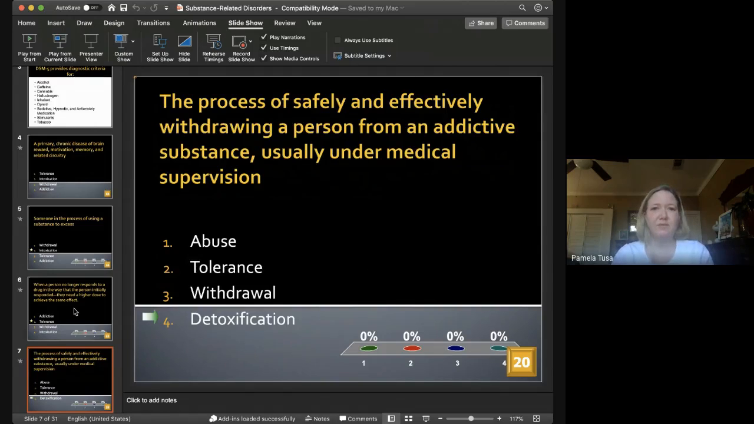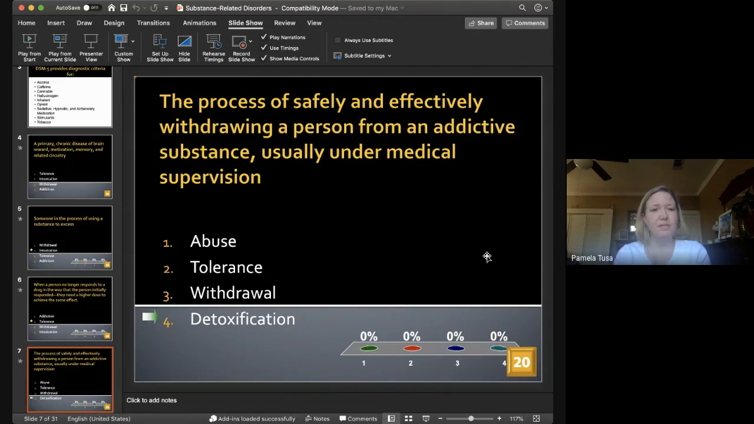The process of safely and effectively withdrawing a person from an addictive substance, usually under medical supervision. Of course, this is detoxification. And this is where we're going to see our patient in the acute care setting. So to start off, I know I have one more slide here with the definition, but with detoxification, I just want to quickly mention that two of the big drugs that we're going to see people detox from in the acute care setting are alcohol and benzodiazepines.